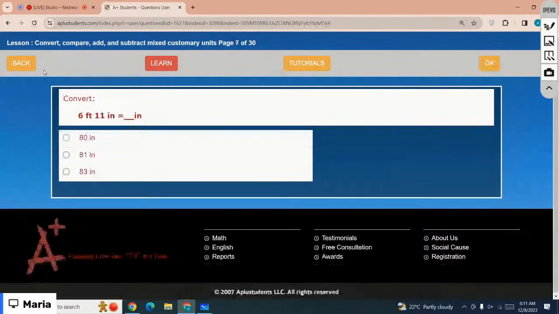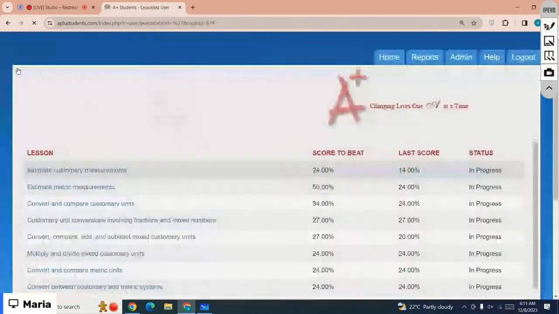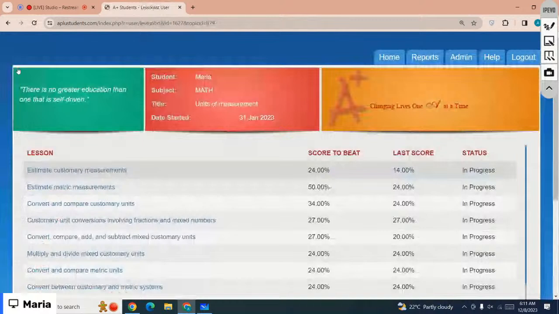Okay, you can complete the lesson by yourself later today. Let's just move on to the next lesson. The next lesson is multiply and divide customary units. Let's just start with the next lesson.